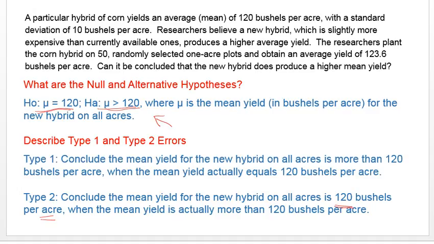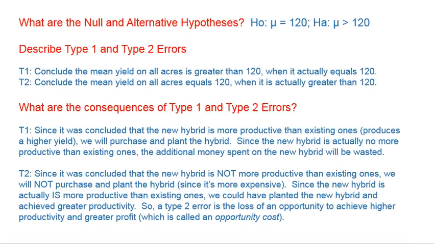Lastly, let's talk about the implications. What are the implications of these errors? Now remember, from the problem, these are our hypotheses, and these are the type 1 and type 2 errors from the previous slide. So what are the consequences? For type 1, you've concluded that the mean yield is greater than 120 bushels per acre. In other words, the new hybrid is more productive when actually it equals 120 bushels per acre. So actually there's no improvement over the currently used hybrids.